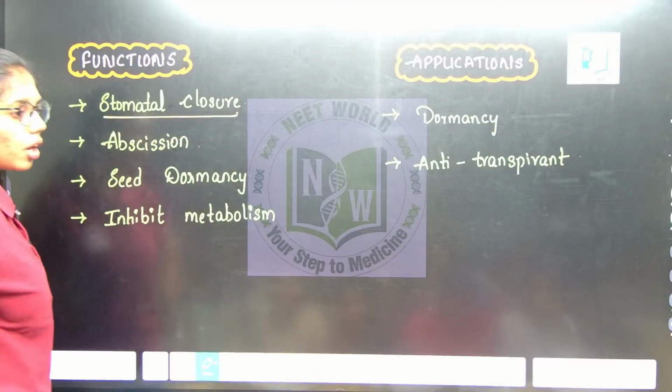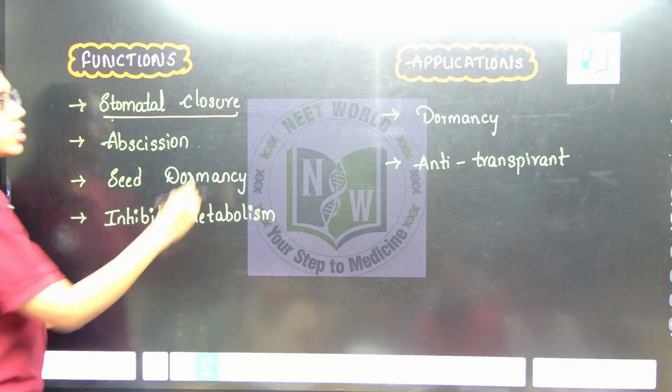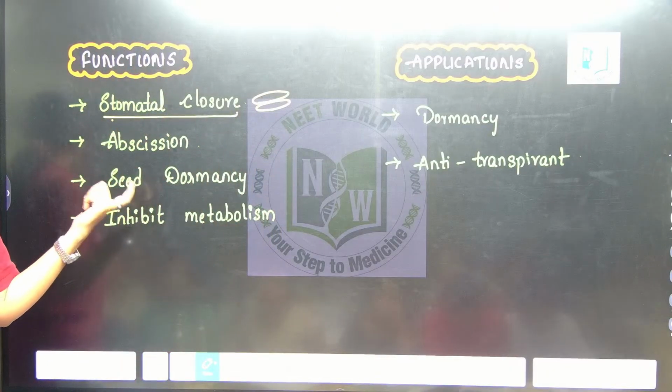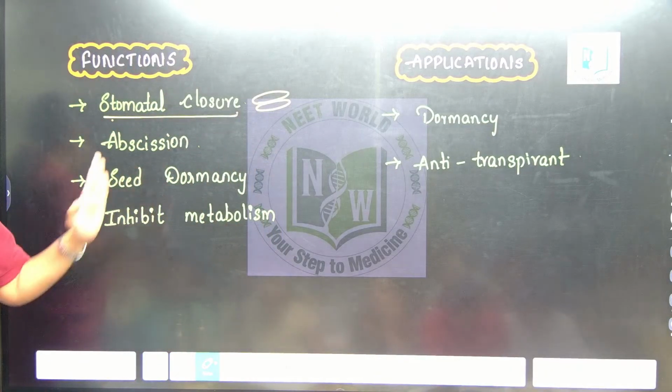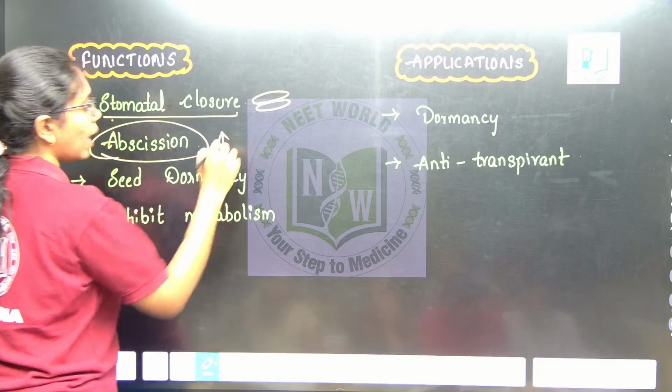What is the precursor of abscisic acid? Violaxanthin. Abscisic acid is composed of what derivatives? Terpenoids. Carotenoids also you can take. Derivatives of carotenoids. So, the first function it initiates is what? Stomatal closure. Immediately, I already told you, whenever there is stress, it will shut down its doors, that is induced by abscisic acid. Next, it promotes abscission.